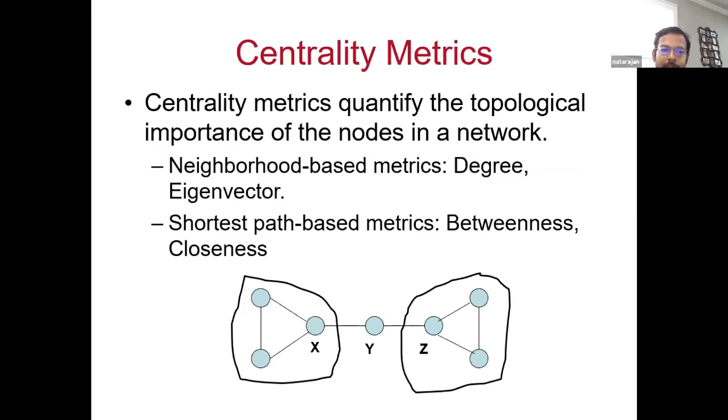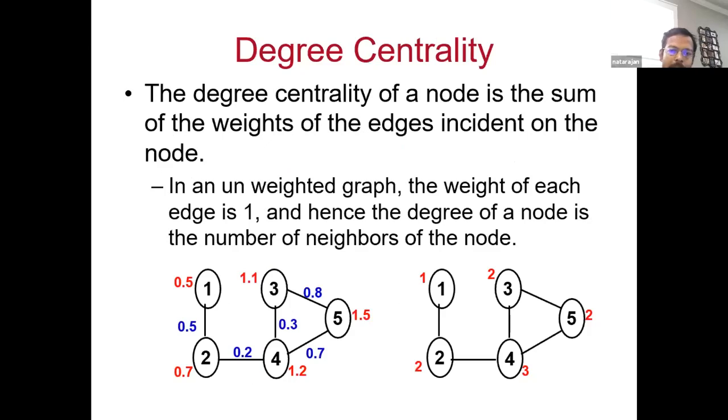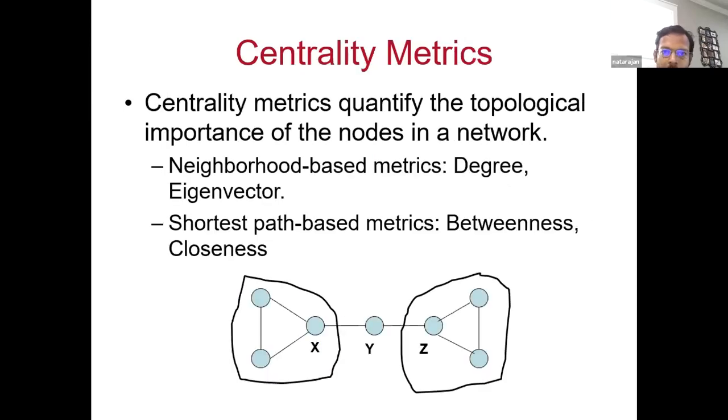Since you're dealing with eigenvector centrality, which is one of the major centrality metrics in network science used for complex network analysis, let me just introduce centrality metrics and then we'll go into more detail into the topic. So centrality metrics quantify the topological importance of nodes in a network.